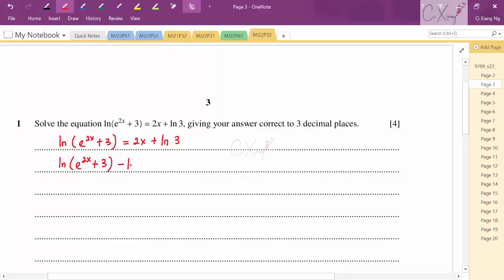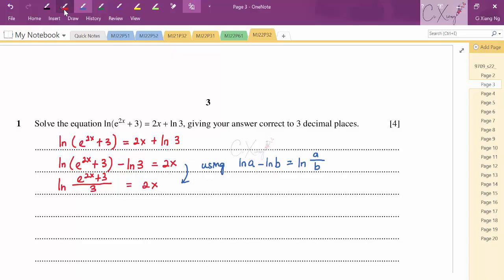So I bring the ln over, I'm having negative ln 3 and it is equal to 2x. So ln A minus ln B, I can combine them into one fraction, and it is equal to 2x. We are using the law where ln A minus ln B can be simplified as ln A over B.